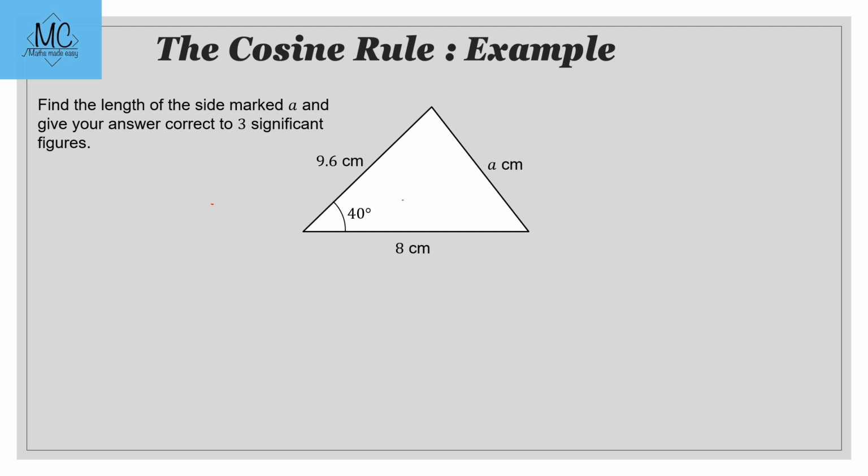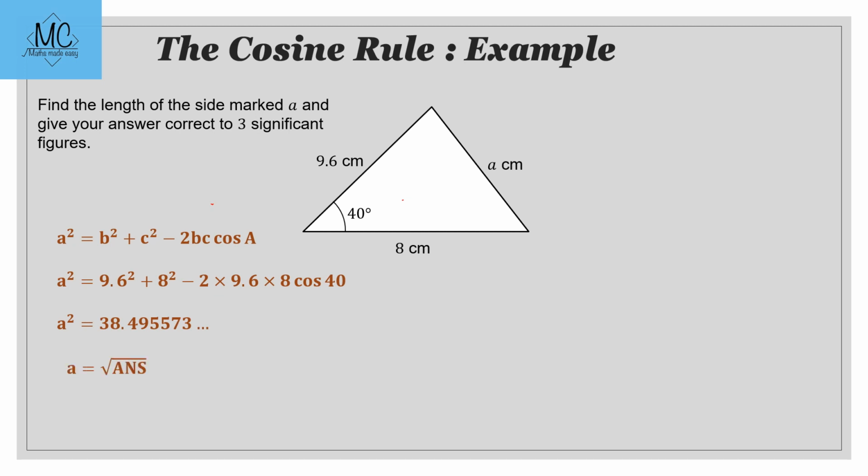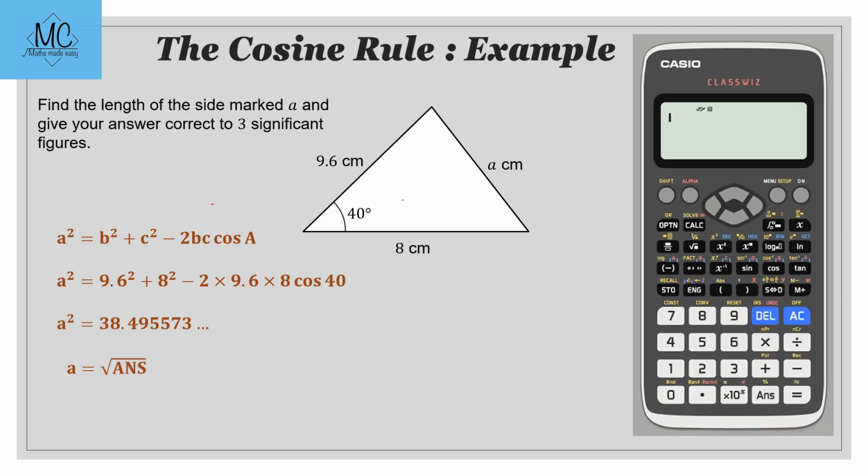So here are some examples for the cosine rule. The question is asking, find the length of the side marked A and give your answer correct to 3 significant figures. So in this rule, we have to find our side. The formula for that will be a square is equal to b square plus c square minus 2bc cos A, and we have to input the values, and while inputting the values we have to see how the question is going to work to find us the answer.